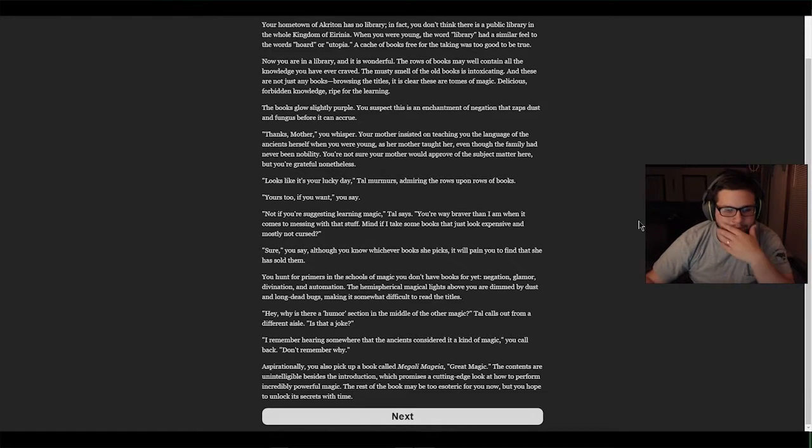Don't remember why. Aspirationally, you also pick up a book called Megali Magia, Great Magic. The contents are unintelligible besides the introduction, which promises a cutting-edge look at how to perform incredibly powerful magic. The rest of the book may be too esoteric for you now, but you hope to unlock its secrets with time.